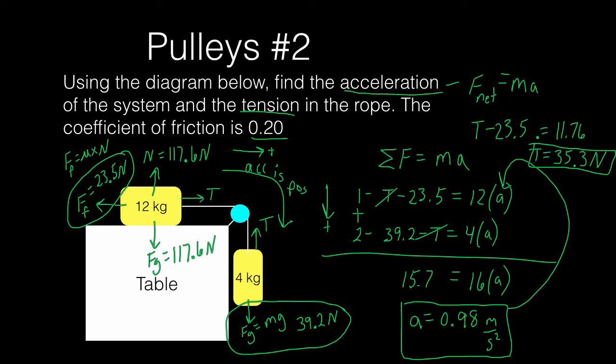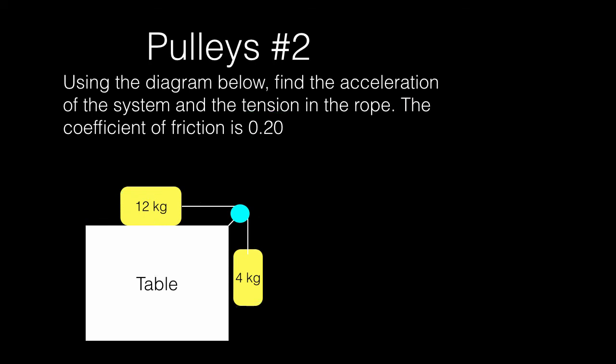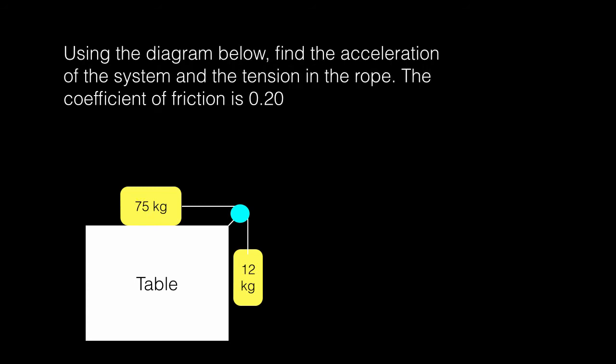There's a case where you might not see any motion at all. And so let's look at something like that. This one says, use the diagram below, find the acceleration of the system and the tension in the rope. The coefficient, again, of friction is 0.2. And so I'm going to work this problem a little bit faster. We've got the force of gravity down here. We've got tension up. And if you find the force of gravity, that will be 12 times 9.8.